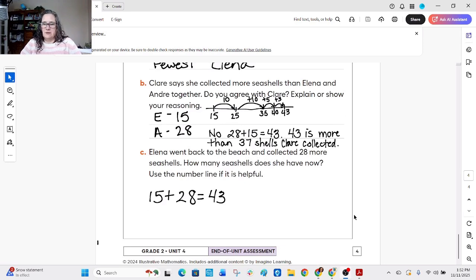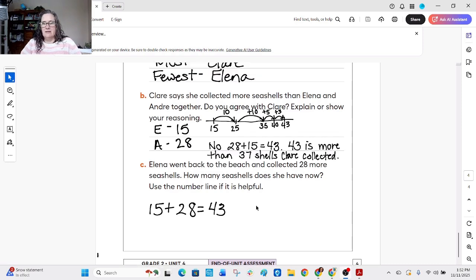And then this last one, part C, is actually kind of silly because they're doing the same thing. If Elena went back to the beach and collected 28 more seashells, how many seashells does she have now? So instead of calculating 15 plus 28, they might do 28 plus 15, but the answer should be the same.